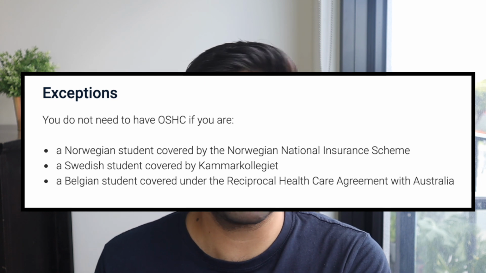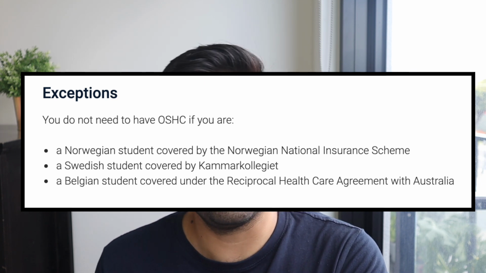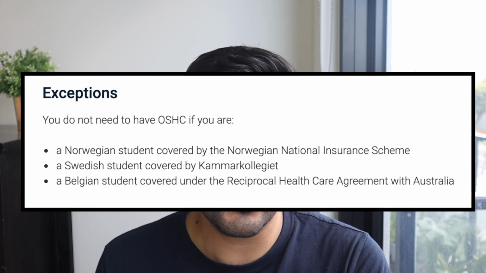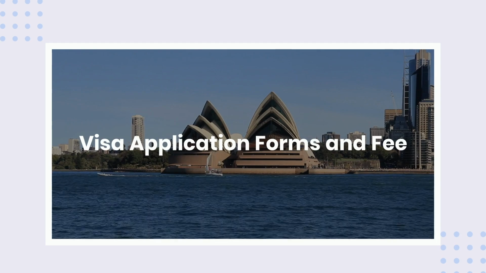Some students from some specific countries might be exempt because of the arrangement between the Australian government and their home country government, but most international students are required to have this insurance. Also, if you are under the age of 18, you will need to ensure that you have enough welfare arrangements for yourself in Australia. The next one is visa application forms and fees.